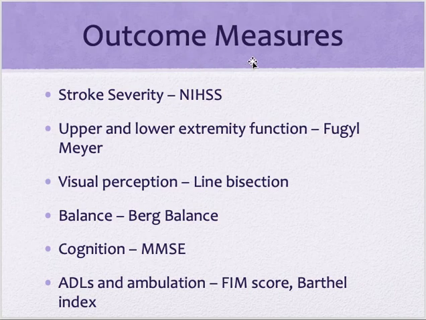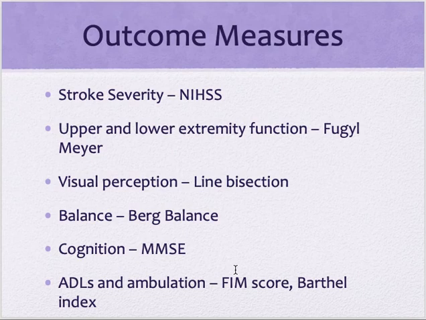So what are the outcome measures? Stroke severity, again, NIHSS is a system by which we can check upper and lower extremity function. So these are all ways of analysis, ways in which you can analyze or evaluate any patient, like what will be the effect of this therapy on this one.